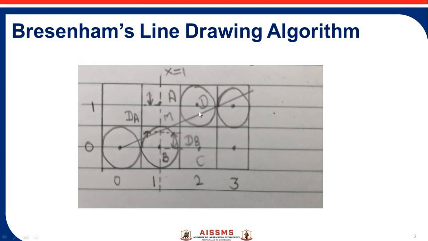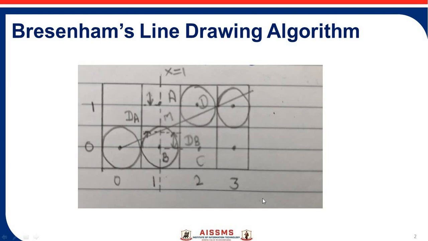For the second vertices, C and D, D is closer to the line than C. C values are 2, 0, D values are 2, 1. It is seen that the intercept of the line with line x equal to 1 is closer to the line y equal to 0, that is pixel 1, 0, than line y equal to 1, that is pixel 1, 1. Raster point 1, 0 is better to represent the path of the line than 1, 1.